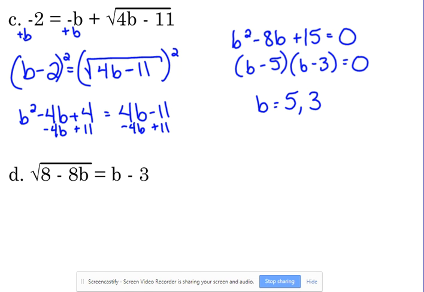Check them. 4 times 5 is 20. 20 minus 11 is 9. The square root of 9 is 3. So negative 5 plus 3 is negative 2. So that one checks out. Plug in 3. 4 times 3 is 12. 12 minus 11 is 1. Square root of 1 is 1. So negative 3 plus 1 is negative 2. So in this case, both solutions check out.